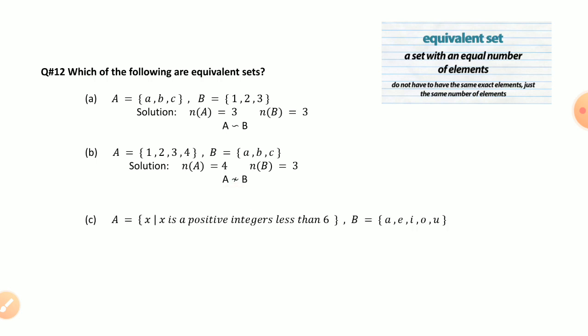Then we have part C. X such that X is a positive integer less than 6. Positive integers less than 6, it means we will have 1, 2, 3, 4 and 5. Okay, set A will have 1, 2, 3, 4 and 5, and set B will have A, E, I, O, U. Now the number of elements in set A is 5 and the number of elements in set B is also 5. Both the sets have 5 elements in them. So set A is an equivalent set of set B.